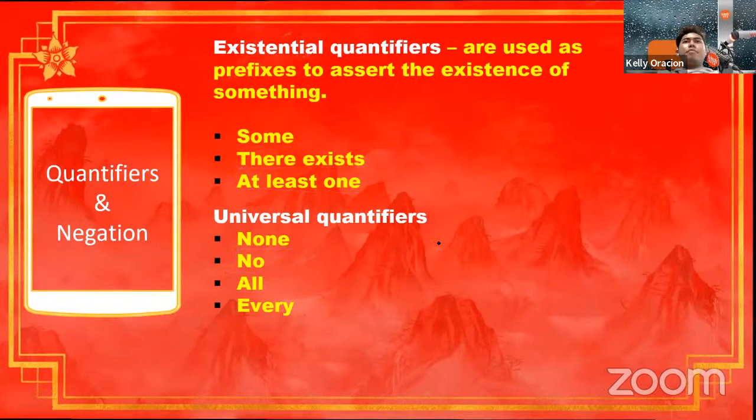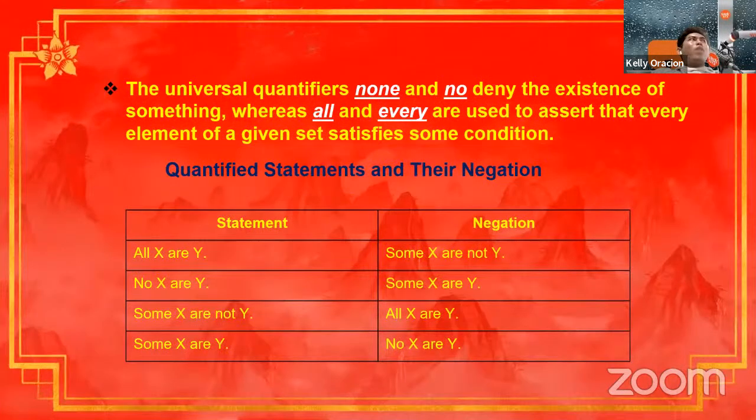Next, the universal quantifiers, none and no, deny the existence of something. Of course, from the word itself, none, no, wala. Meanwhile, all and every assert the existence of something, like the element of a given set satisfies some condition. Pasabot na jud. All, every.